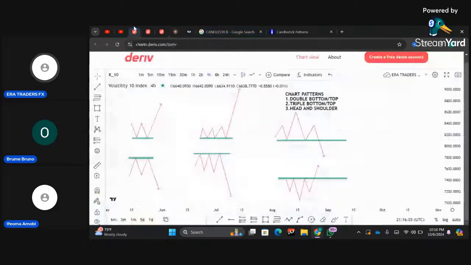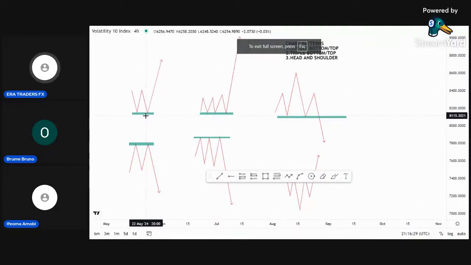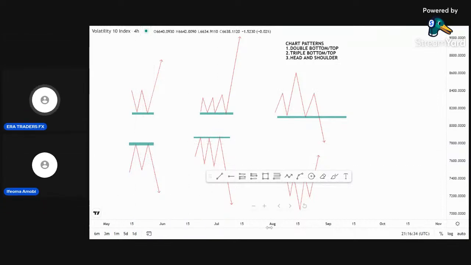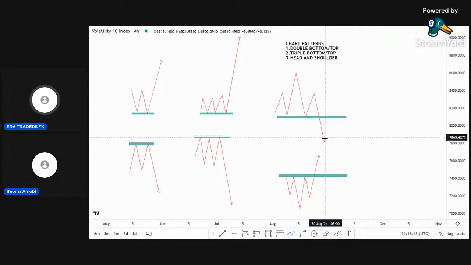All right. So when you see this double bottom, it indicates that price wants to push up. When you see double top, price wants to push down. Triple top, price wants to push down. Triple bottom, price wants to push up. Once you see a head and shoulder pattern, you wait for price to come back to the neckline to sell from there.